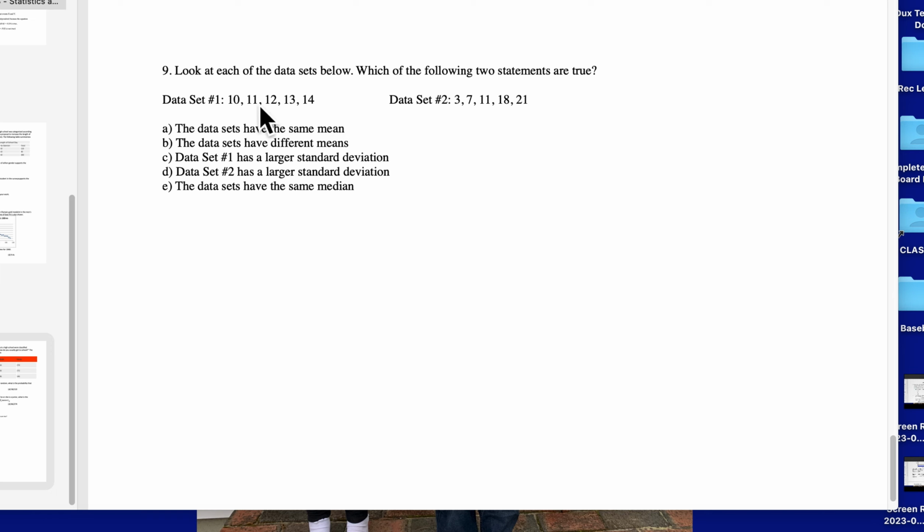I think if you add all these up and divide by 5, and add all these ones up and divide by 5, you get the same answer. I think the answer is 12 for both. So I think A is also right. They also have the same average, or same mean. So you could do the rest for homework or for classwork if you have time, and that's it. Good job.